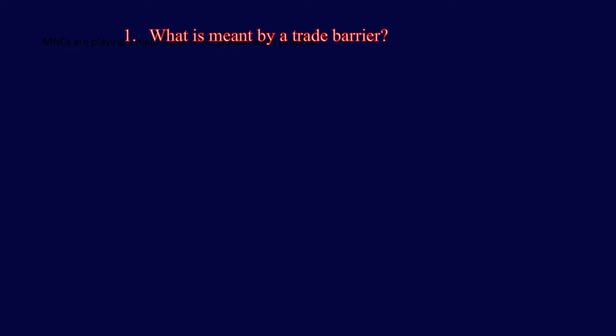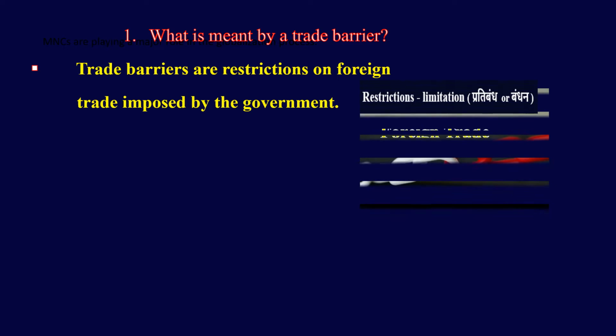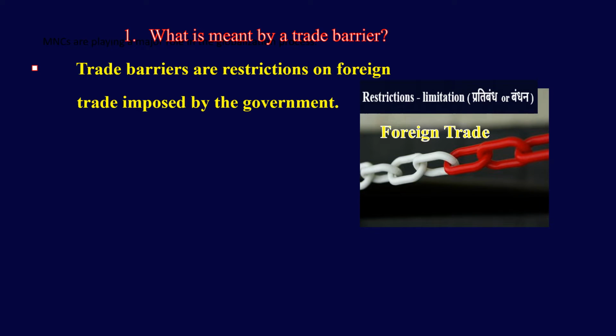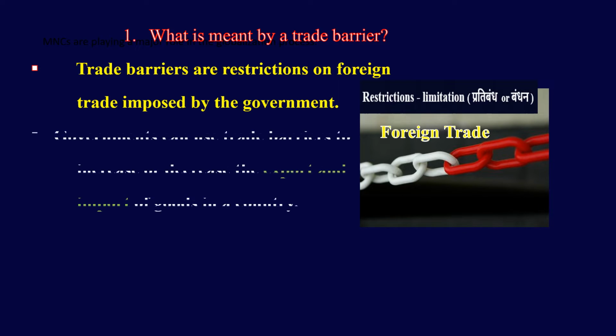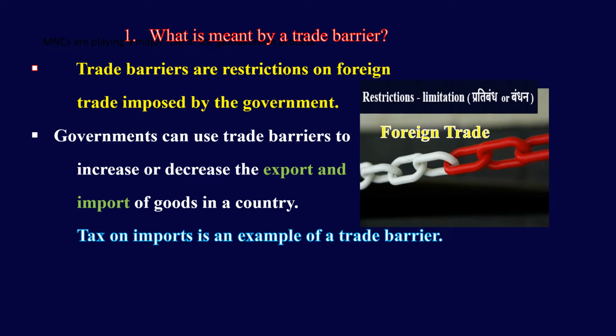What is meant by a trade barrier? Trade barriers are restrictions on foreign trade imposed by the government. Or we can say trade barriers are the means which are used by the government to control the foreign trade. Which means governments use trade barriers to increase or decrease the export and import of goods in a country. For example, tax on imports is an example of a trade barrier.